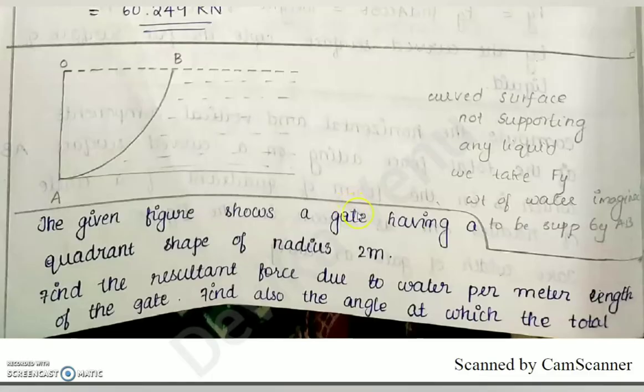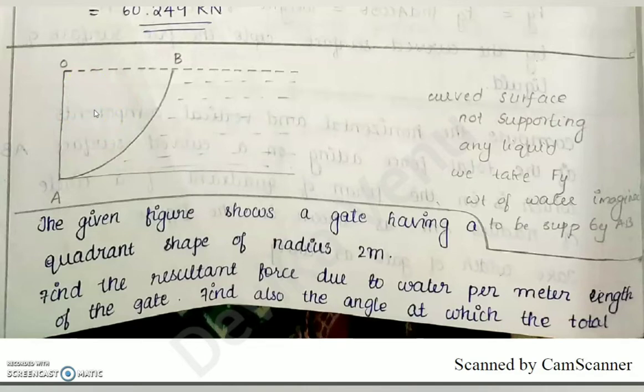So we'll see one more example of a curved surface submerged in a liquid. In this question, the figure shows a gate having a quadrant shape of radius 2 meters. Find the resultant force due to the water per meter length of the gate. Find also the angle at which the total pressure acts. Here you can see the right hand portion of this gate is filled with water, and above the AB gate, in this portion, there is no water. So in this case, what should we do?